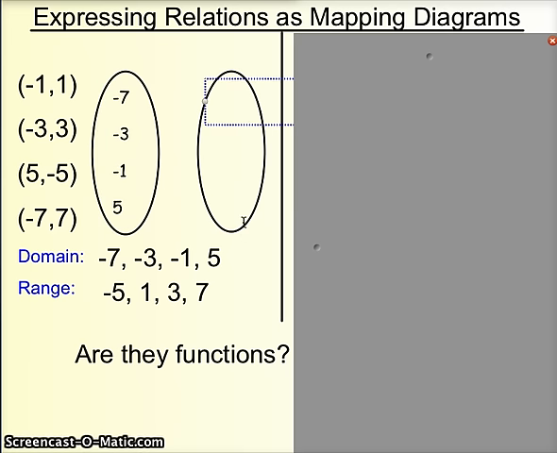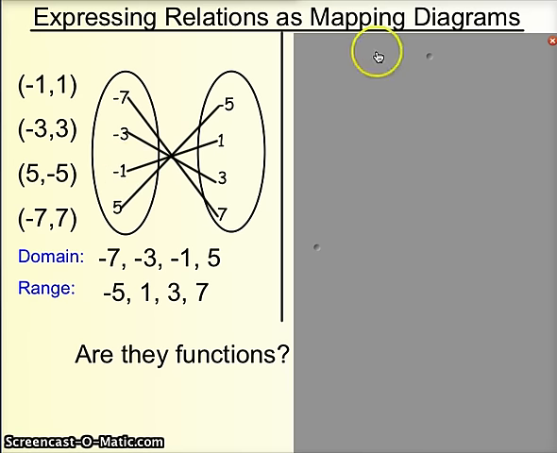And now I'll throw in my y values. Okay, so now you draw a mapping diagram. -7 goes to 7, because it's negative comma 7. 5 goes to -5. -3 goes to 3. And -1 goes to 1. Okay, you try one.